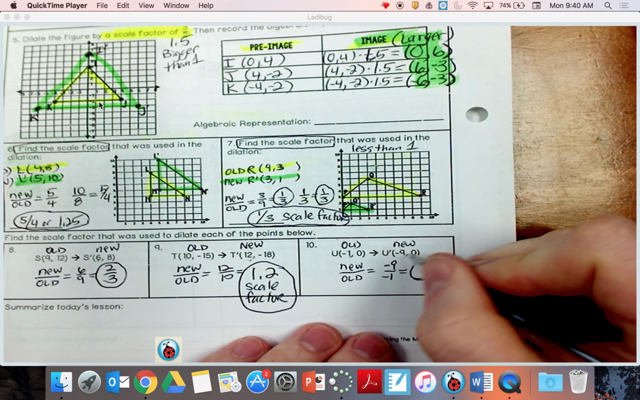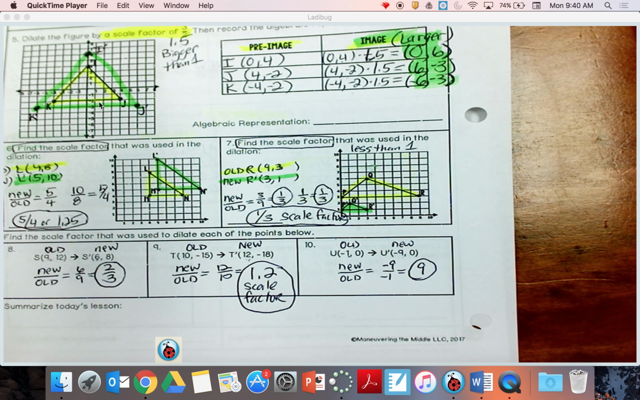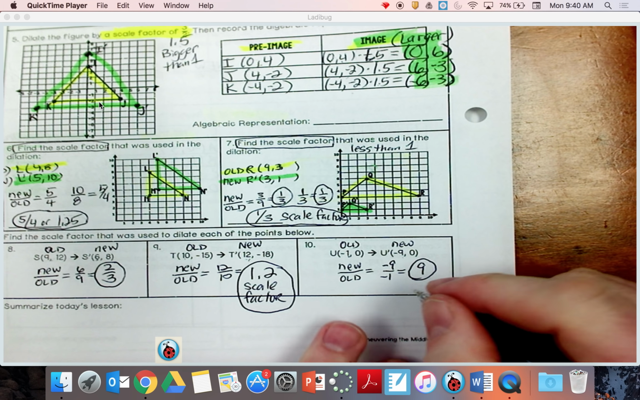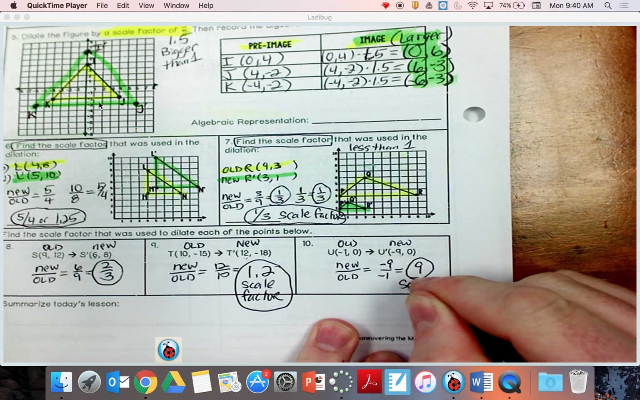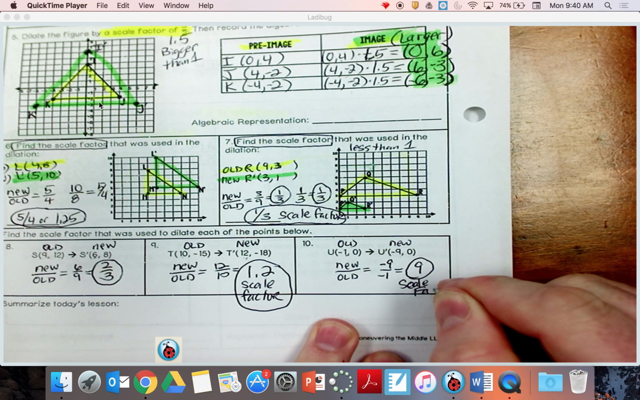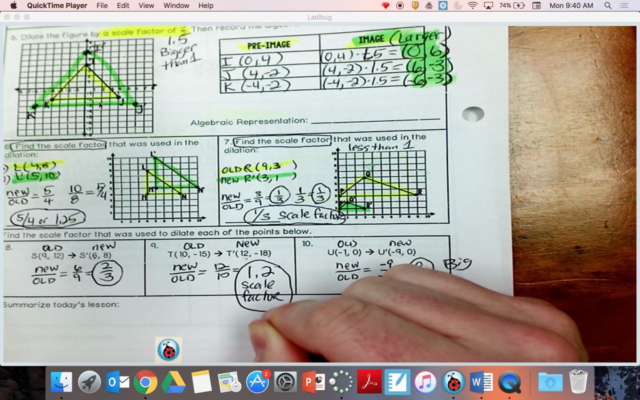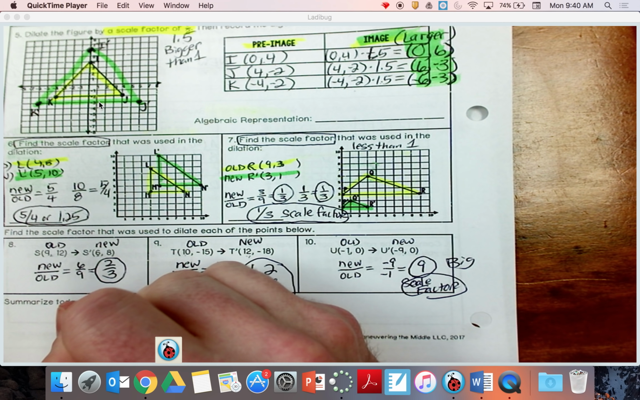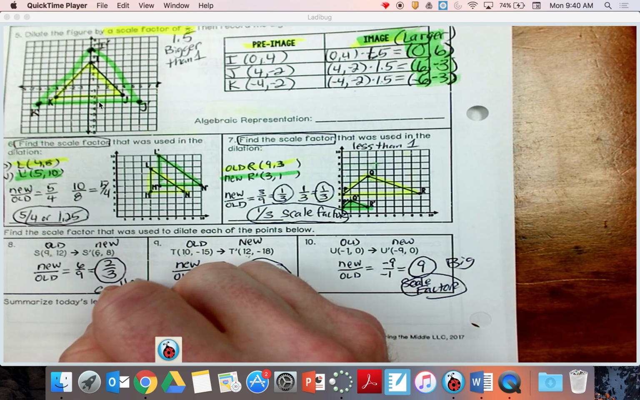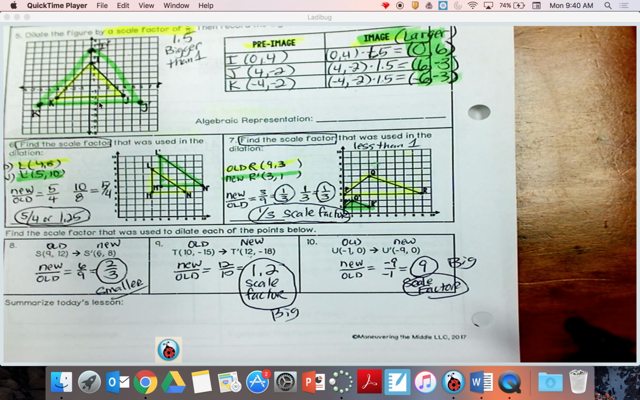Now, if I use 0 over 0, it won't give me anything. So I have to make sure I use that one there in that case. So my scale factor there is 9. So I increased that one. So this one got bigger, this one got bigger, and this one got smaller. That's pretty much what you're doing when you do these things that you look at.